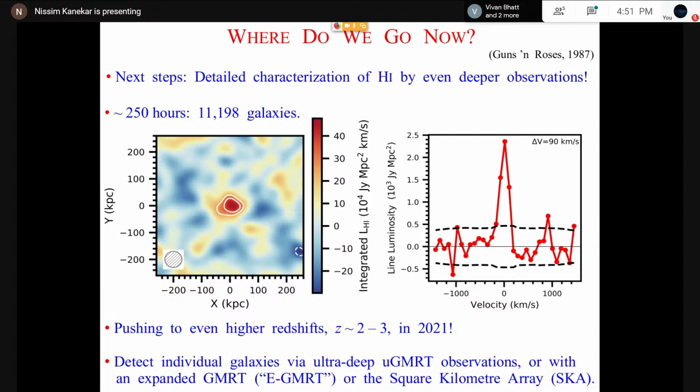We expect to definitely characterize HI, atomic hydrogen, in a sample of galaxies at redshifts out to 1.5 in a detailed way. We intend to detect atomic hydrogen in galaxies at redshifts of 2 to 3, at the peak of galaxy formation, of star formation in the universe, in the next couple of years. And then we intend to detect individual galaxies either with huge observations with the uGMRT or with the next generation telescopes, the eGMRT and the Square Kilometre Array.